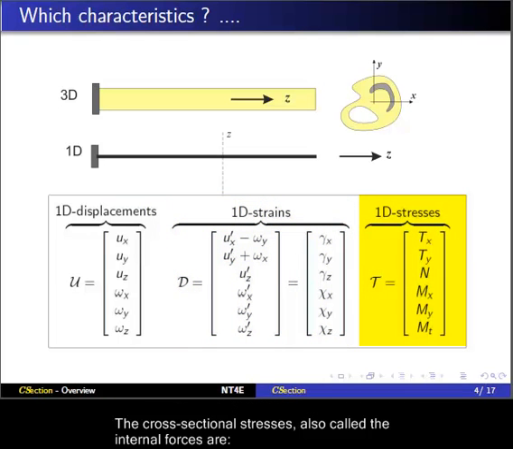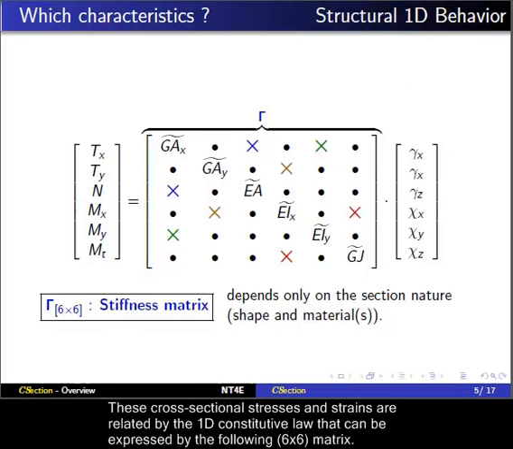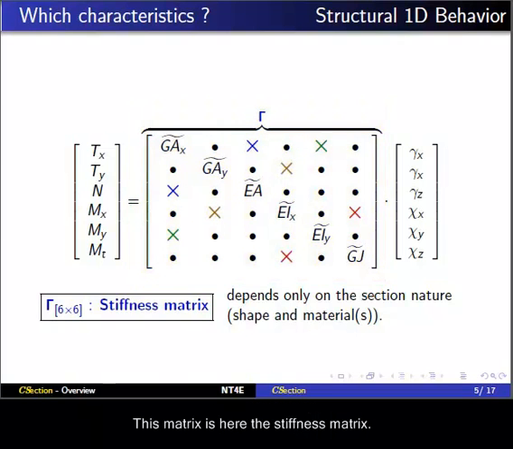The cross-sectional stresses, also called the internal forces, are the shear forces Tx and Ty, the axial force N, the bending moments Mx and My, and the torsional moment Mt. These cross-sectional stresses and strains are related by the 1D constitutive law that can be expressed by the following 6x6 matrix. This matrix is here the stiffness matrix.